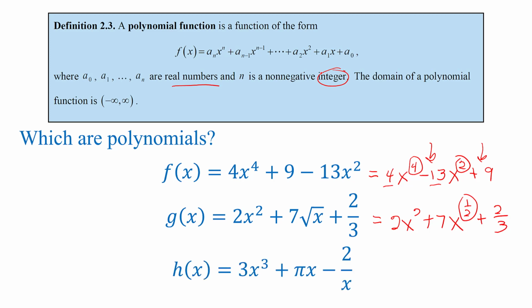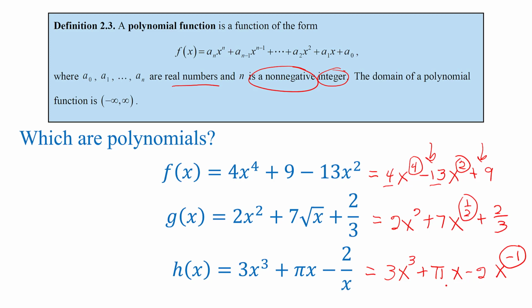So going on to h of x equals 3x cubed plus pi x minus 2 over x. Let's rewrite this function as 3x cubed plus pi x minus 2 times 1 over x, or 2 times x raised to the power of negative 1. Well, the x here with an exponent of negative 1, that's a problem, because negative 1 is not non-negative. In order to be a polynomial function, we would need only non-negative integer exponents. And so h of x is not a polynomial.